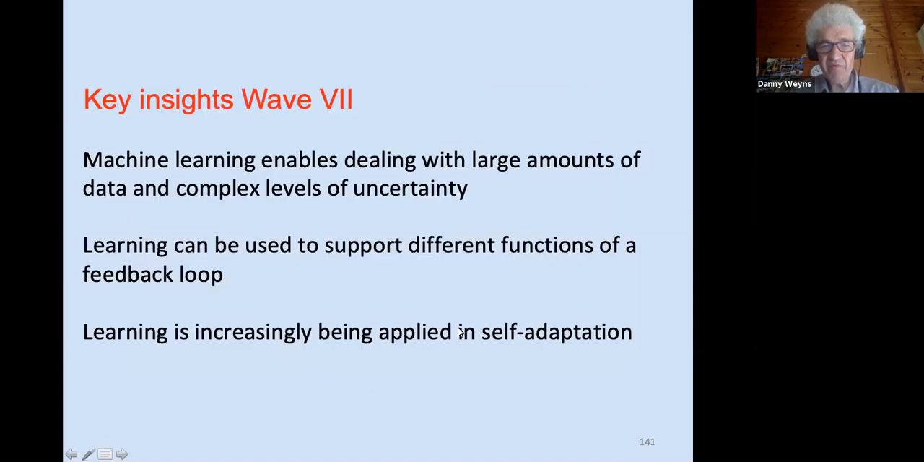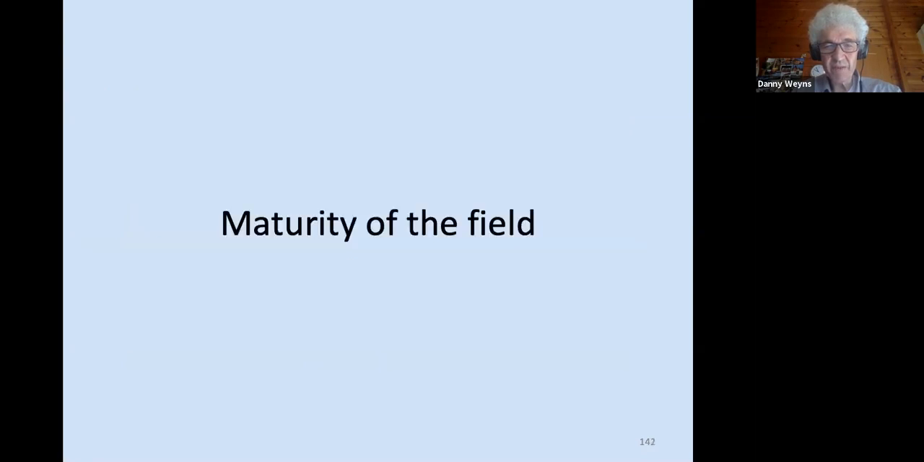So this learning wave taught us that machine learning can deal with all kinds of problems, and all kinds of functions in the feedback loop can be supported. As I said, learning is now a very popular topic. At the last SEAMS, several papers were presented on learning, solving new and complicated problems. So we are enthusiastic to see what it will bring for the future.